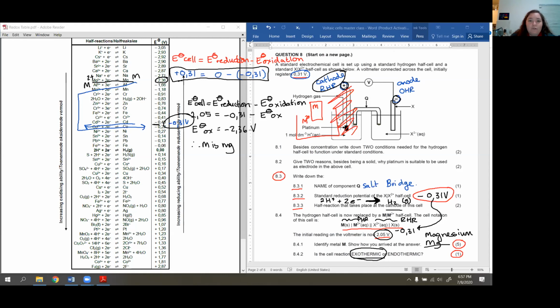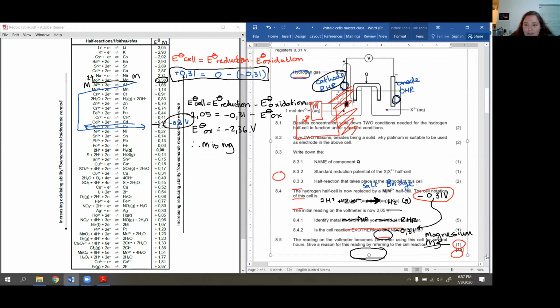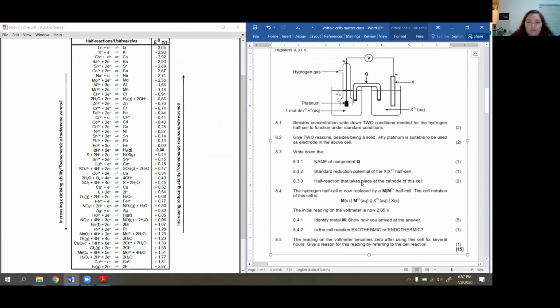All right, now, unfortunately, I think there is one last question hidden underneath here. So I'm going to just quickly scroll down to it. And I'm going to clear all of the other drawings before we go back to asking everybody how they did. And the question says, the reading on the voltmeter becomes 0 after using the cell for several hours. Give a reason for this reading by referring to the cell reaction.